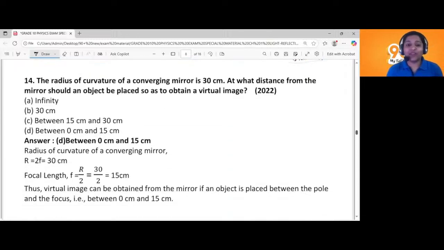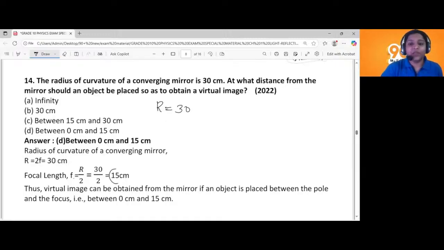Radius of curvature of a converging mirror is 30 centimeter. Converging mirror, concave. Radius is 30 centimeter. At what distance from the mirror should an object be placed so as to obtain a virtual image? Radius of curvature is 30. From that, we can find the focal length. How to find the focal length? If radius of curvature is 30, focal length is R over 2. 30 over 2 is 15 centimeter is the focal length.